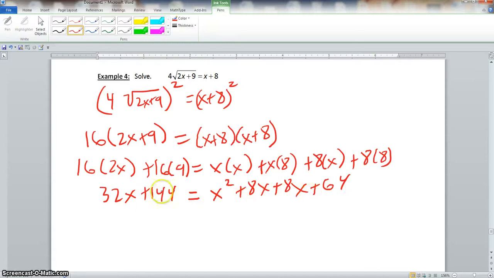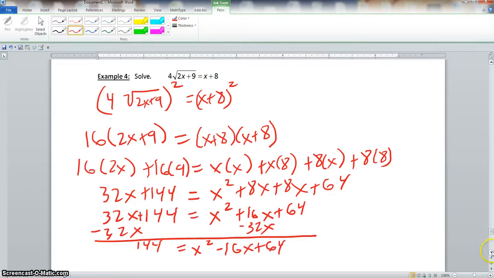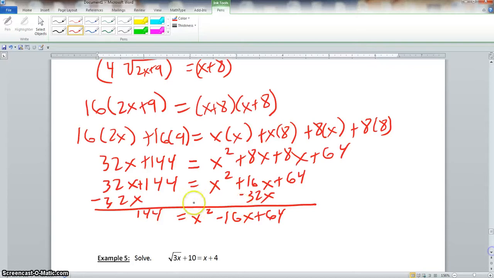Now we need to combine like terms. So on the left side, it would still be 32x plus 144 is equal to x squared plus 16x plus 64. Now we need to subtract 32x on both sides. We will have 144 is equal to x squared minus 16x plus 64. And then we will subtract 144 on both sides.